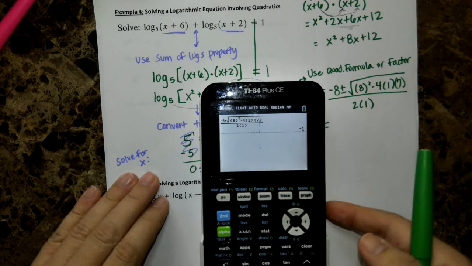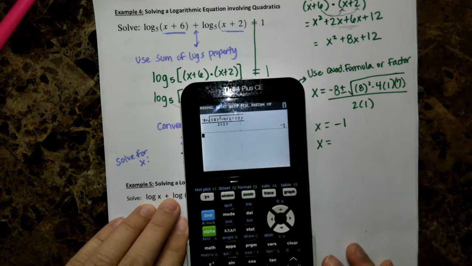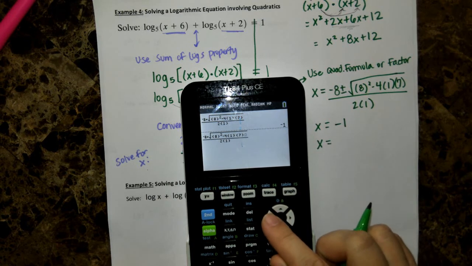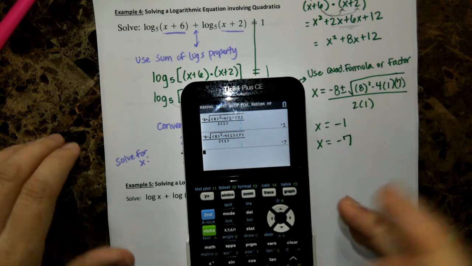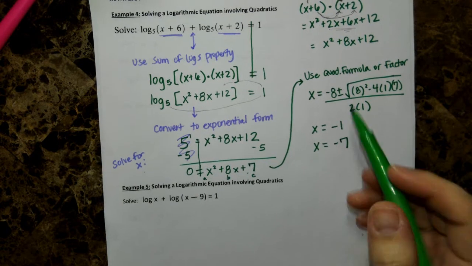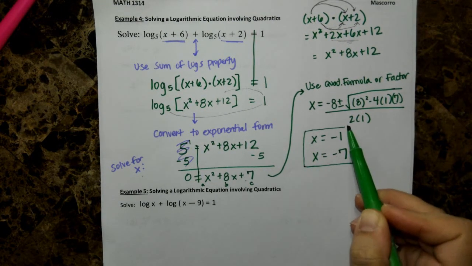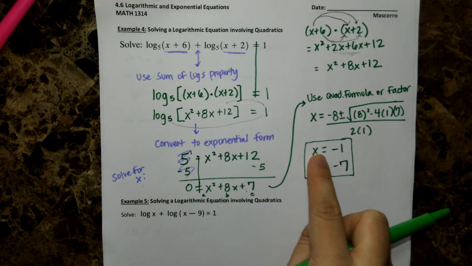And I got negative 1. You're going to get two answers. And for the second answer, I'm going to type in this whole thing again, except with a minus sign. I'm going to just copy and paste so I don't have to type that whole thing in again. Change that plus sign to a minus sign, and I got negative 7. So we have two answers, but remember, we have to go back and check to see if they both work. So I would go back and check to see if they both work.